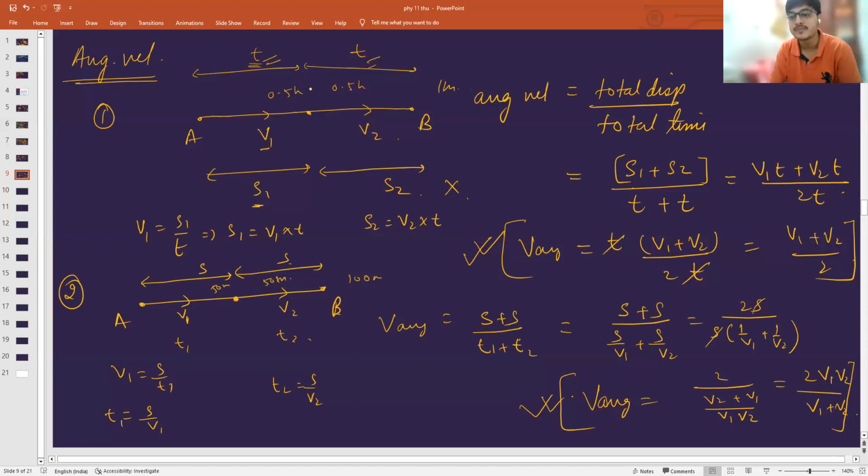They can ask the question like this: if the body travels with 20 kilometer per hour for the first half distance and then 40 kilometer per hour for the second half distance, what is the average velocity? So the body traveled for two half distances, so average velocity will be 2 into V1 V2 by V1 plus V2. Understood or not? Understood, sir. Say yes, sir.